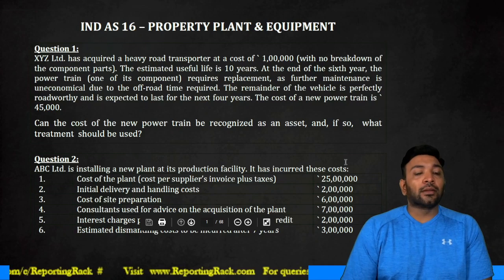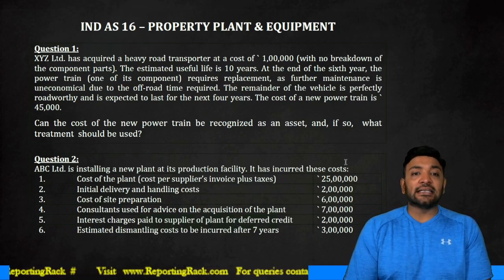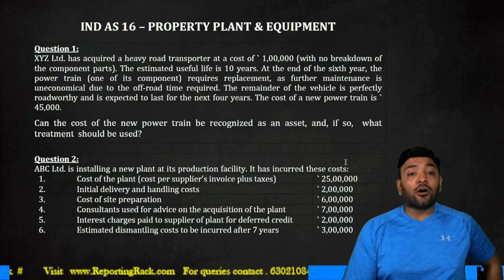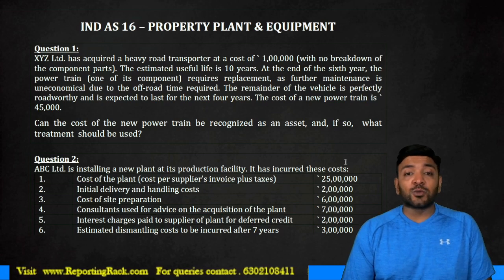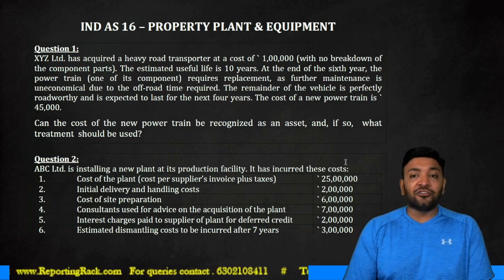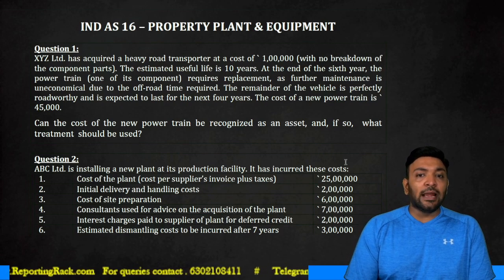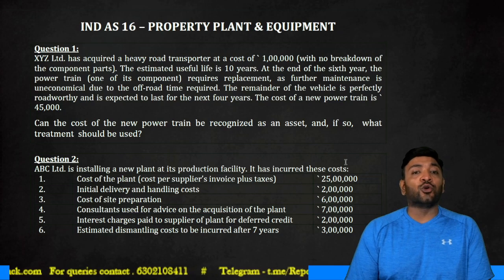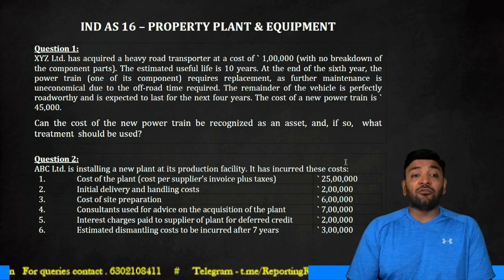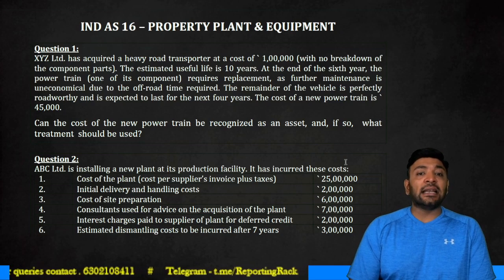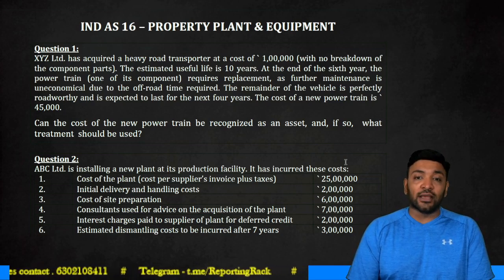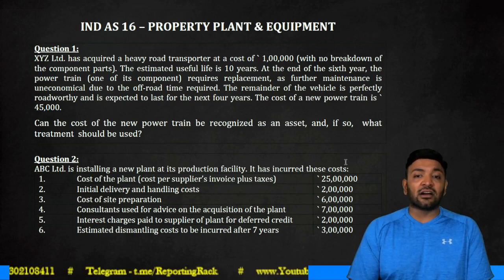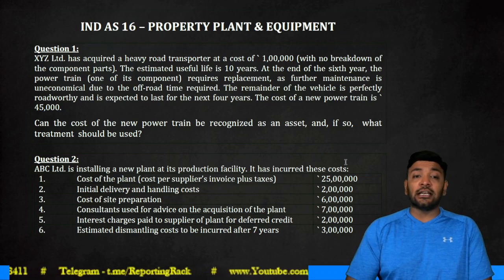Question number 1. XYZ has acquired a heavy road transporter at a cost of 1 lakh with no breakdown of component parts. The estimated useful life is 10 years, and at the end of the 6th year, a powertrain requires replacement, as further maintenance is uneconomical due to off-road time required. The remainder of the vehicle is perfectly roadworthy and is expected to last for the next 4 years. The cost of the powertrain is 45,000 and the cost of the new powertrain is recognized as necessary. If so, what is the treatment to be used?